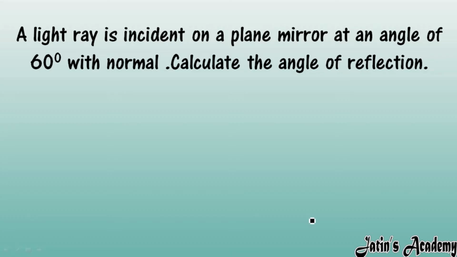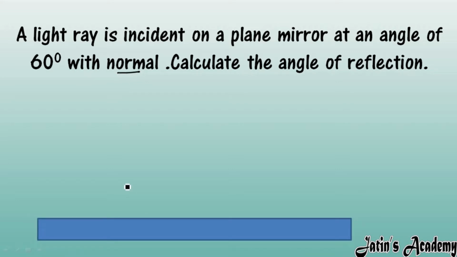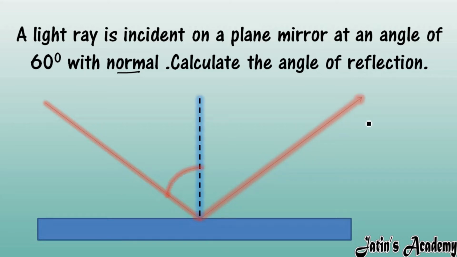Numericals related to laws of reflection. So the first numerical we have: a light ray is incident on a plane mirror at an angle of 60 degree with the normal. Means first we have a plane mirror. In the plane mirror, the incident ray is there. This incident ray is going to strike the plane mirror, and that incident ray after getting reflected back makes an angle of 60 degree.